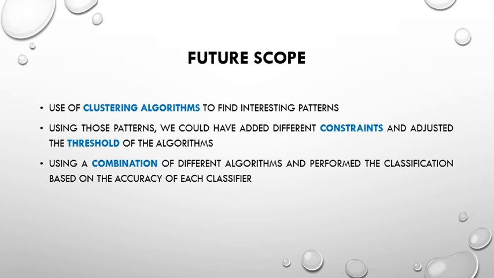Now, in order to further improve our algorithms, we can make use of different clustering algorithms like k-means or k-medoids to find interesting patterns, the way we found during the initial inspections, which Jayesh told you about. We could have modified or cleaned our dataset based on those patterns. Also, we could have added different constraints, weights, or adjusted the feature importance accordingly. One more thing we can do is use the predictions of different classifiers, and after considering the accuracy of each classifier, we could have provided a final prediction.